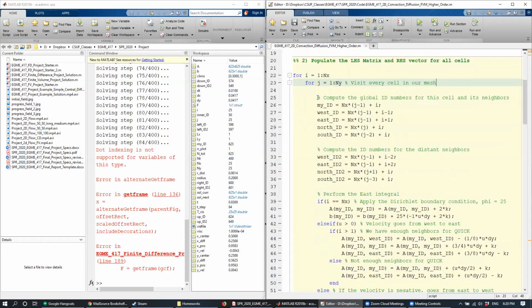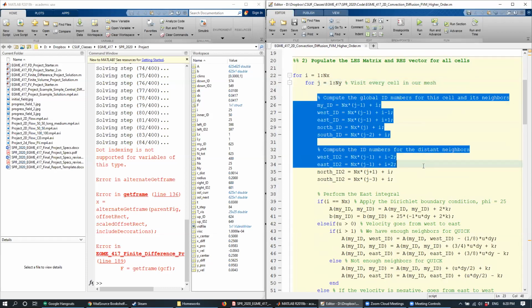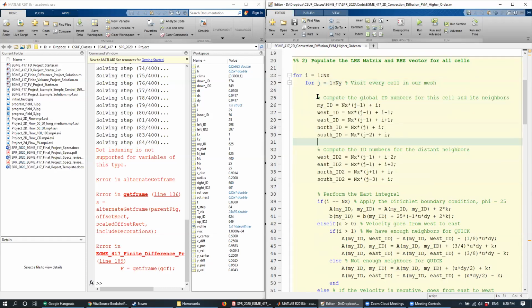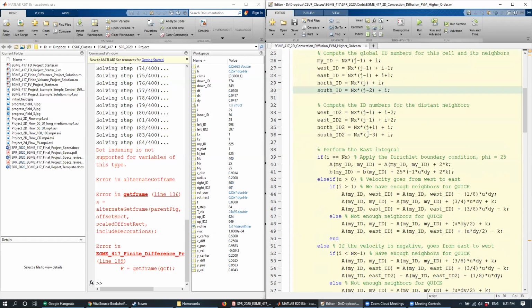So after we jump into the for loop, we have these two blocks of code. The first block is the standard that we always have. We have to compute our ID numbers for the cell. First we compute my ID, which is the ID number for phi sub c, and then we compute the ID numbers for the west, the east, the north, and the south neighbors. All of that is pretty standard. All of these expressions are the same as before.